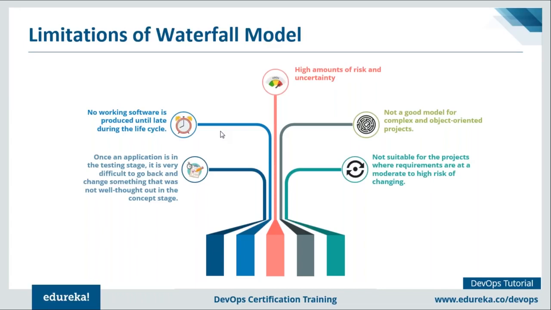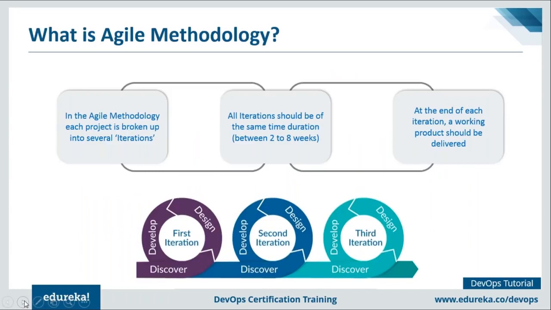So I hope we have understood what was the traditional waterfall model. What are the various limitations of this waterfall model? Now we are going to focus on the next methodology that is called the agile methodology. Now, agile methodology is a practice that promotes continuous iteration of development and testing throughout the software development lifecycle of the project. So the development and the testing of an application used to happen continuously with the agile methodology.